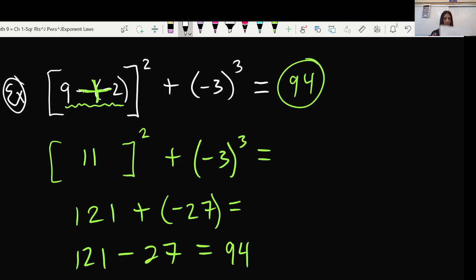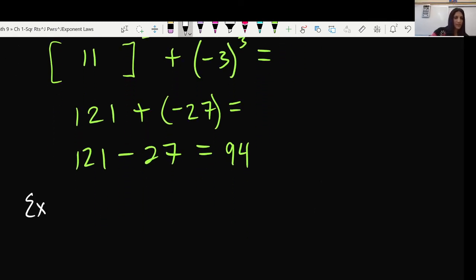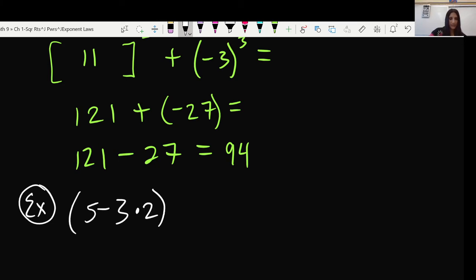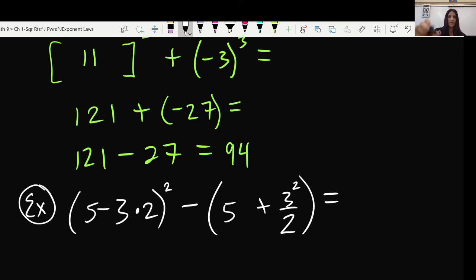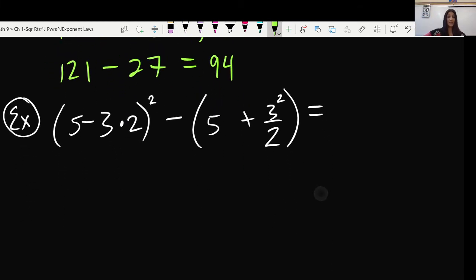Okay, so I hope that you're starting to get the hang of this. We'll do one more example where I'll throw in something a little bit different to make this a little more exciting. So we have 5 minus 3 times 2, all in brackets and all squared, minus 5 plus 3 over 2 squared equals. Okay, that's a lot of stuff happening.